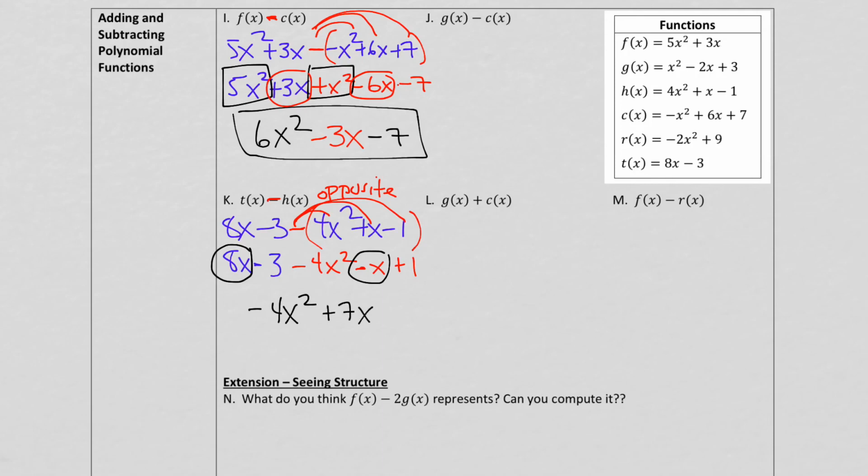And then to finish, I see a minus 3 and a plus 1, so I can combine those numbers. Minus 3 plus 1 is going to be minus 2. At this point in the problem, I'm done. I'm stuck. I can't combine anything else. So that's going to be my answer. The answer here is minus 4x squared plus 7x minus 2.